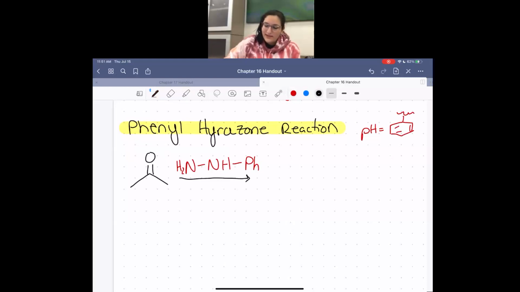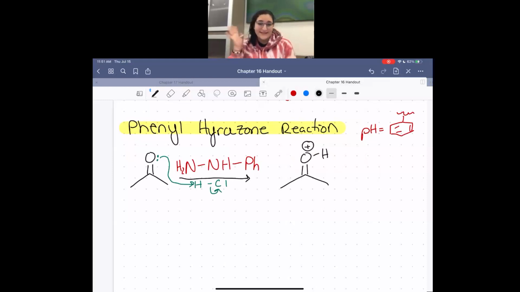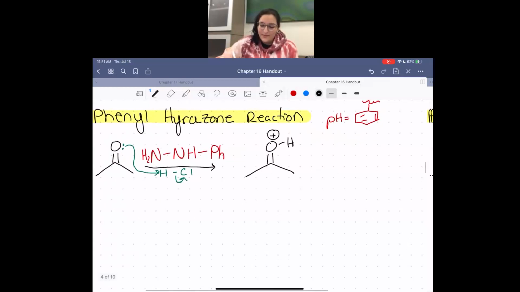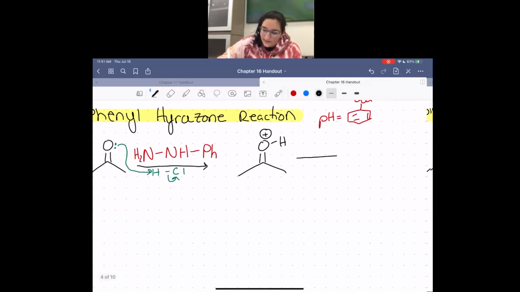And just like every other one we've done, we're going to have an acid or a base, and I like the acid better. So, step number 1, the acid catalyst makes the electrophile more electrophilic. So we get the same thing we do every single time. Ta-da! And now we have the nucleophile attack.